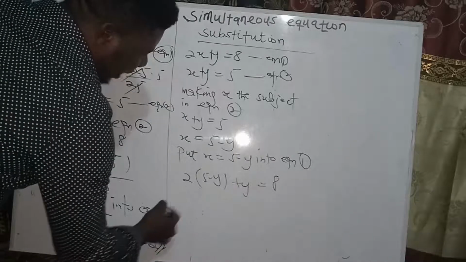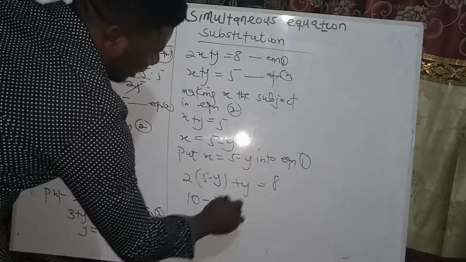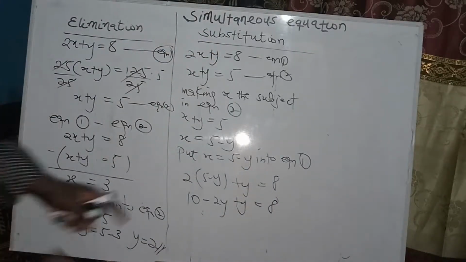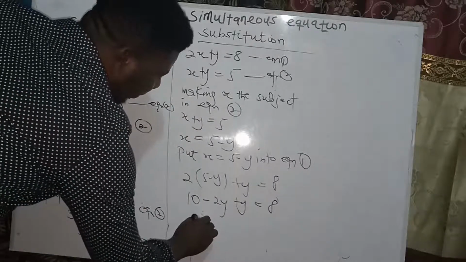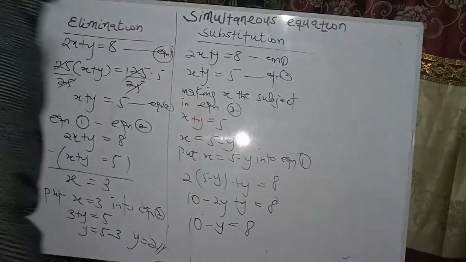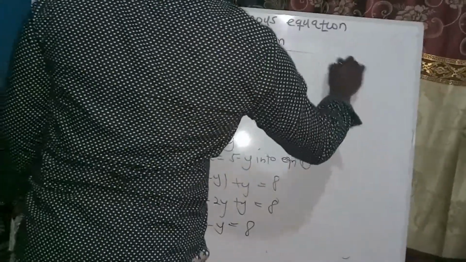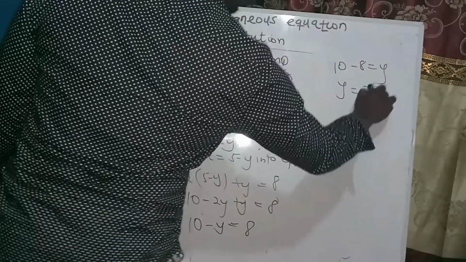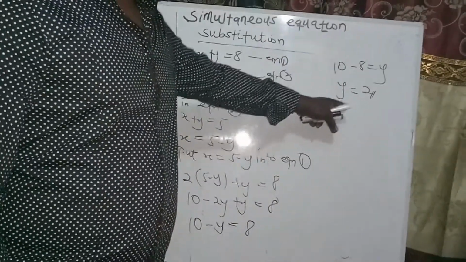So 2 times 5 will give me 10. 2 times y will give me 2y. Then plus my y equals 8. At this point, you can see that this negative sign is here. So now 10 minus 2y plus y will give me just minus y equals 8. So at this point, let me go to this side of the board. So I now have 10 minus 8 equals y. So my y is equal to 2. Now I've gotten the value of the variable y, which is 2.